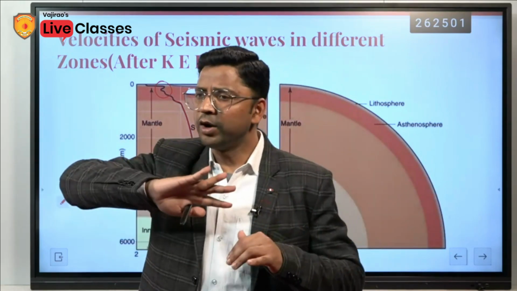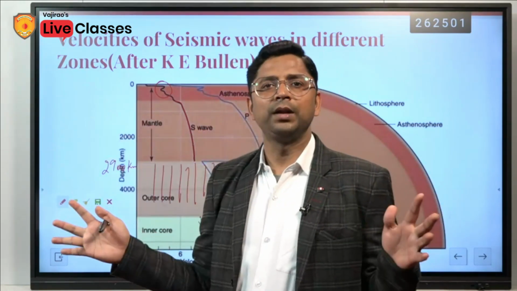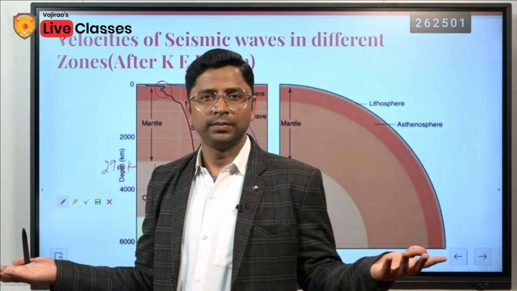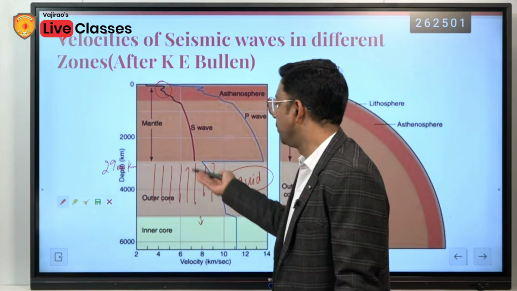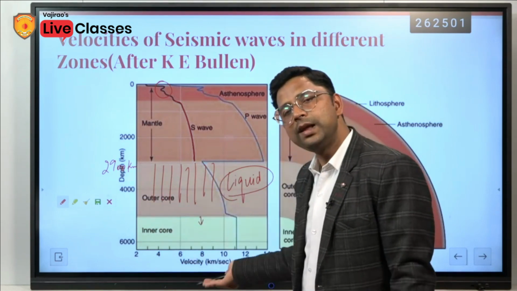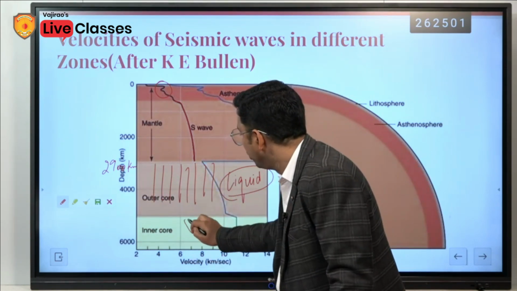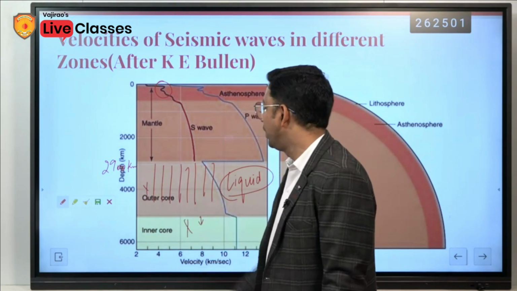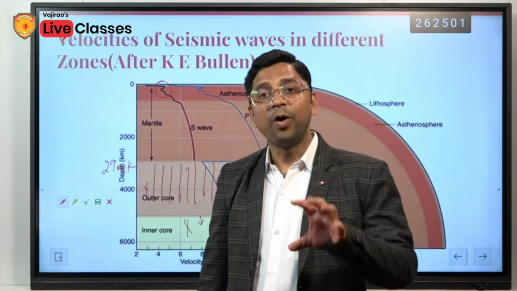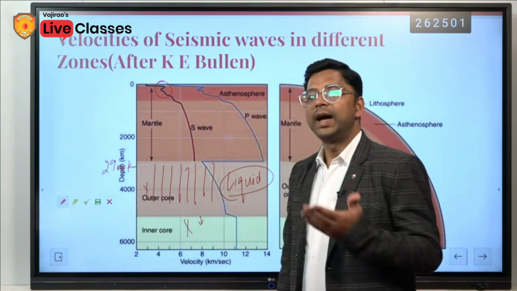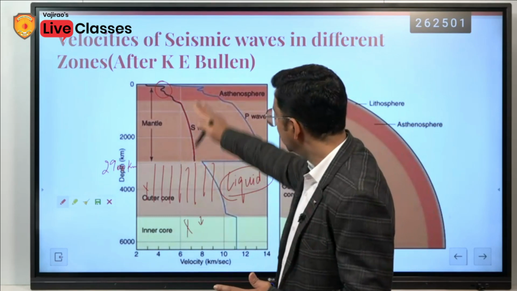Once you are not able to clear the prelims, you cannot appear in interviews. It's so simple. Once you have not managed to pass the outer core, now you cannot enter the inner core. So there are no S waves in the outer core as well as in the inner core. So what is the information that can be inferred from this graph?